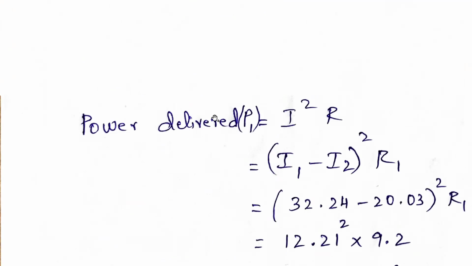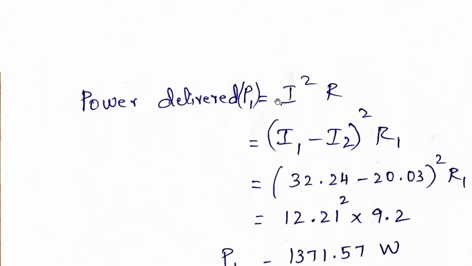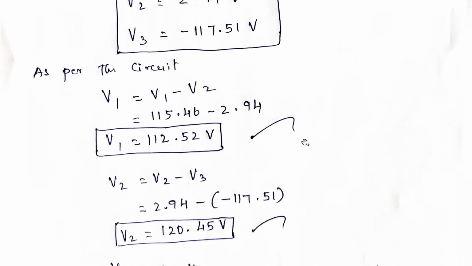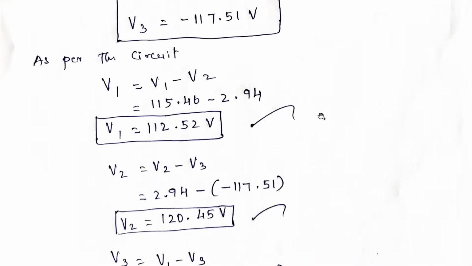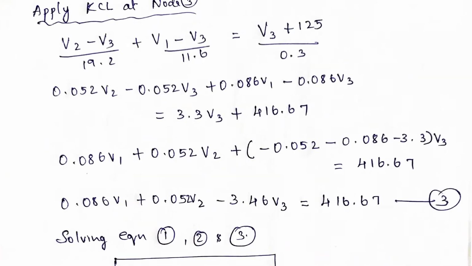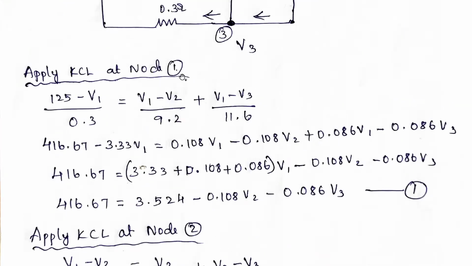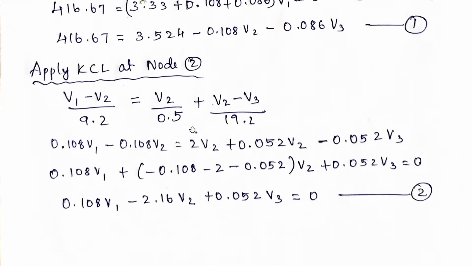Now we need to find out the power delivered. Power delivered P1 is equal to I squared R. You know, I1 minus I2, the whole square, into R. Or otherwise, V1 into R, that also you can write. If you do V1 into R, the same answer will come. Here we didn't find I1 separately, because from the previous formulation we have I1.